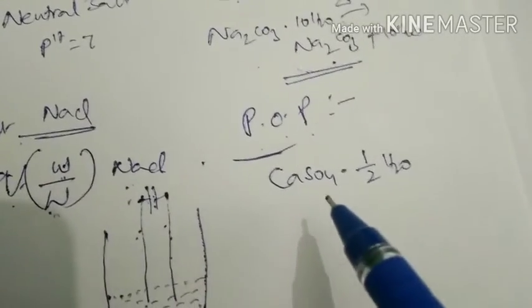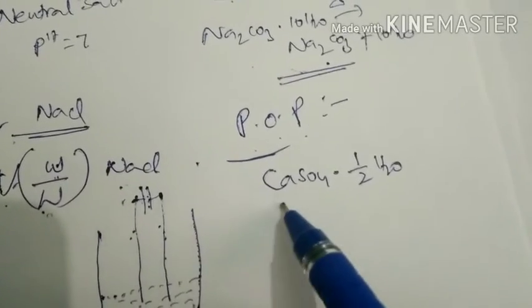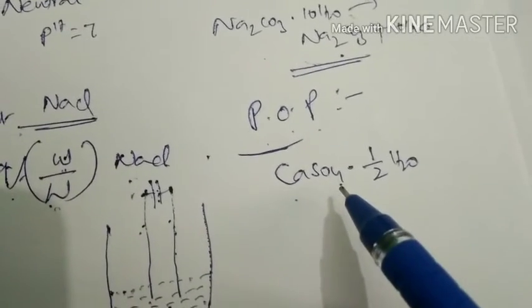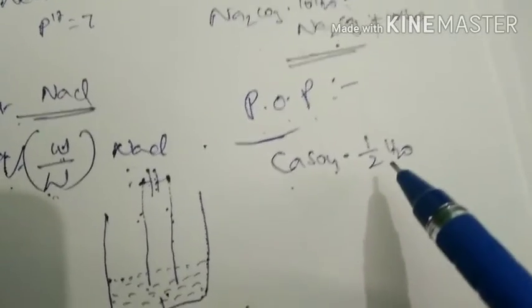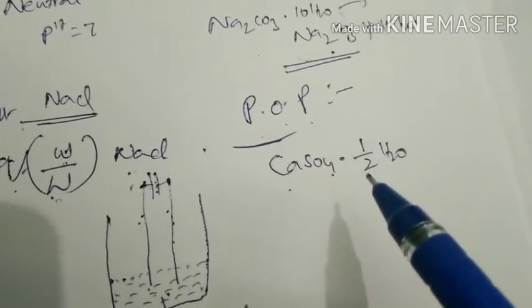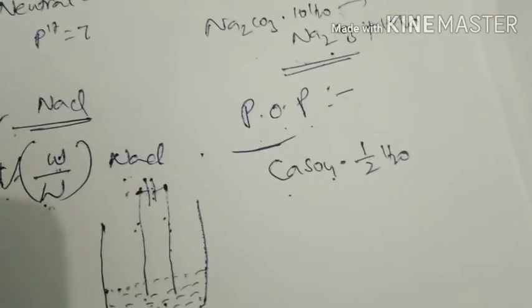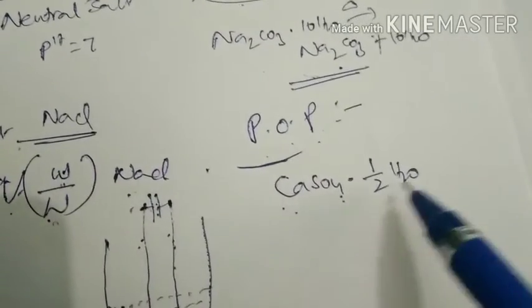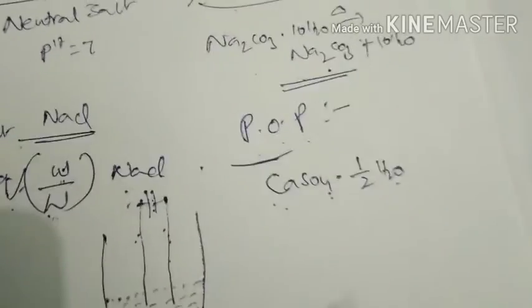So the definition of plaster of Paris: CaSO4 is nothing but calcium sulfate, half H2O is nothing but semi-hydrate, or we can say hemihydrate. Calcium sulfate hemihydrate is called plaster of Paris. Sometimes they ask the definition of what is plaster of Paris. So the definition is calcium sulfate semi-hydrate is called plaster of Paris. For that 1 mark will be given.